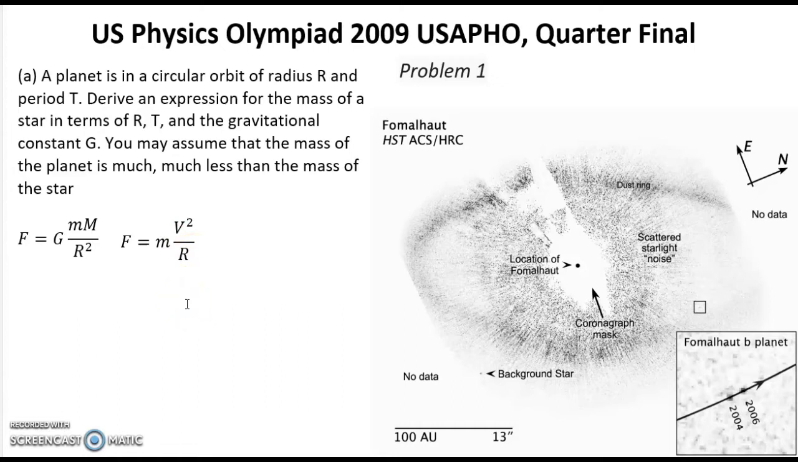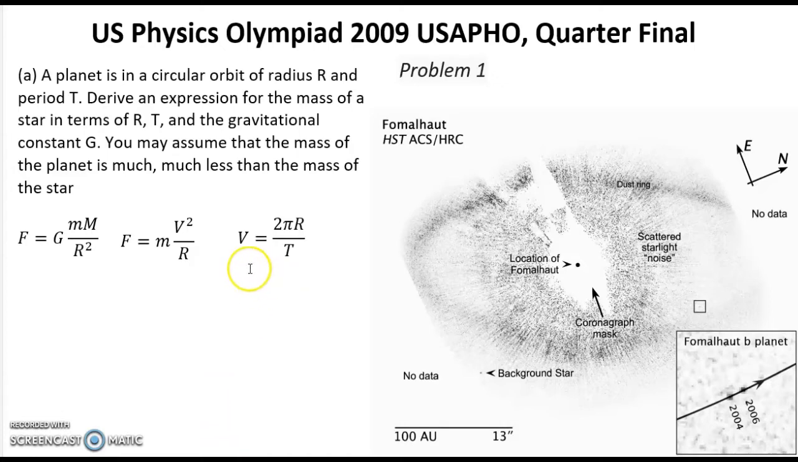Now let's write what the velocity, the speed, is. Velocity is equal to distance, which is 2 pi r, over period, which is big T. And now we can insert this v in this formula and equate these two formulas. So we have this expression. Now we can cancel the mass of the planet and finally find the mass of the star.